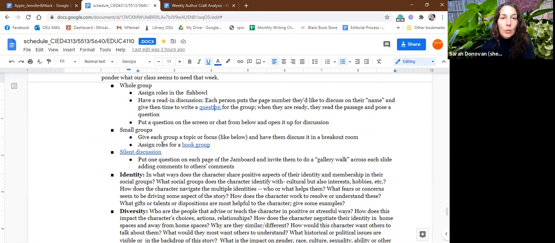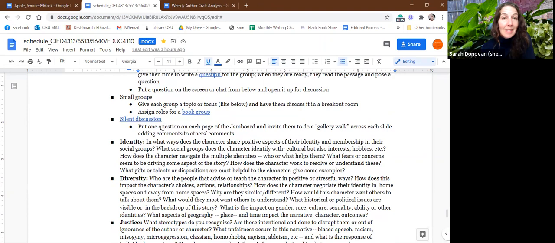You can do small groups. You can do a silent discussion. So you could use Jamboard and write a question on each Jamboard, or you can use slides and then give editing rights to your class, your students, and they can put post-it notes on the question and then move to another slide and put post-it notes and build on each other's questions. So that's another way you could do discussion if you want to try that one out.